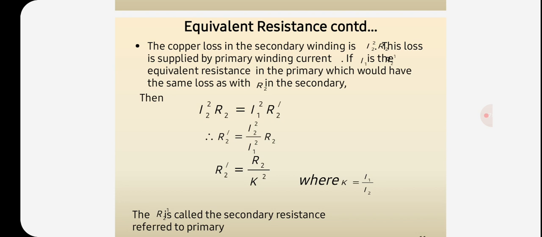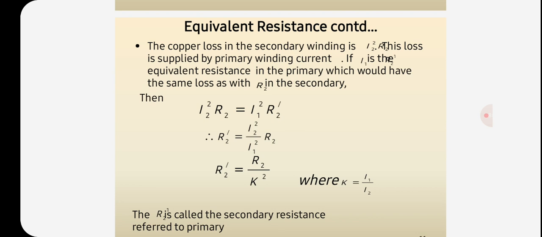R1 plus R2 by K square is known as the equivalent or effective resistance of the transformer referred to primary, and is denoted by R naught 1. So equivalent resistance of transformer referred to primary. In primary side the total resistance R naught 1 is equal to R1 plus R2 dash.